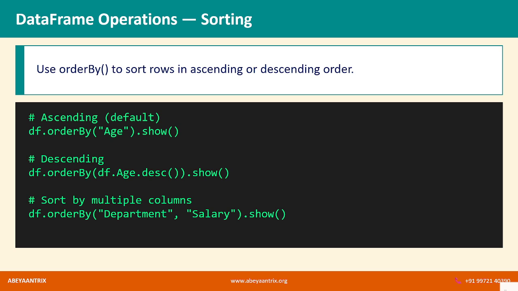And you can also sort multiple columns. df.orderBy department, salary, show. That means arrange the department in ascending order and arrange the salary also in ascending order. At a time, you can do it for a single column or for multiple columns. For descending you have to explicitly specify, otherwise it will only do ascending.